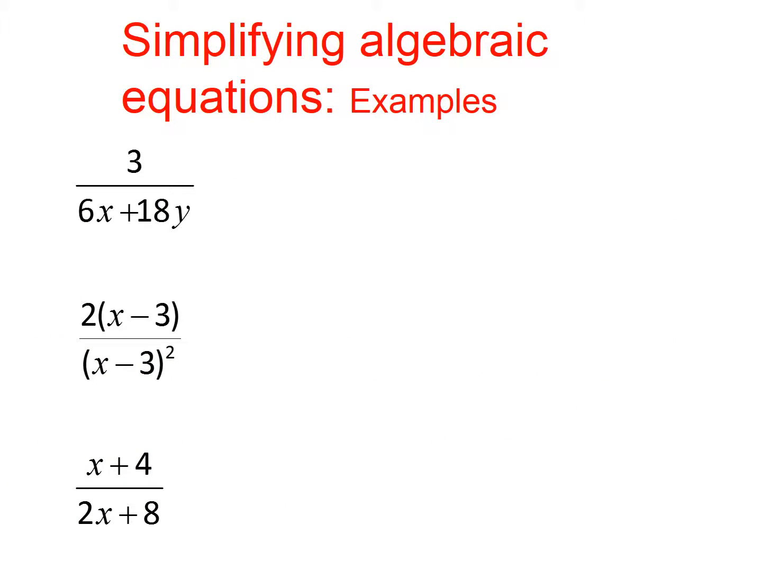So in this case, let's look at this first one here: 3 divided by 6x plus 18y. Can we find anything in that that we can divide everything by?